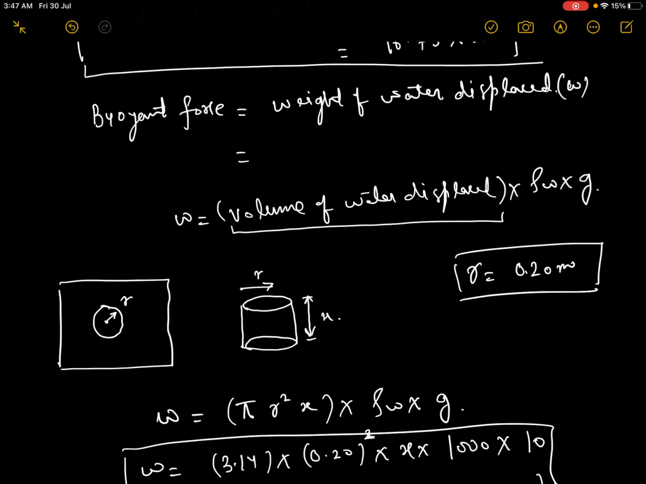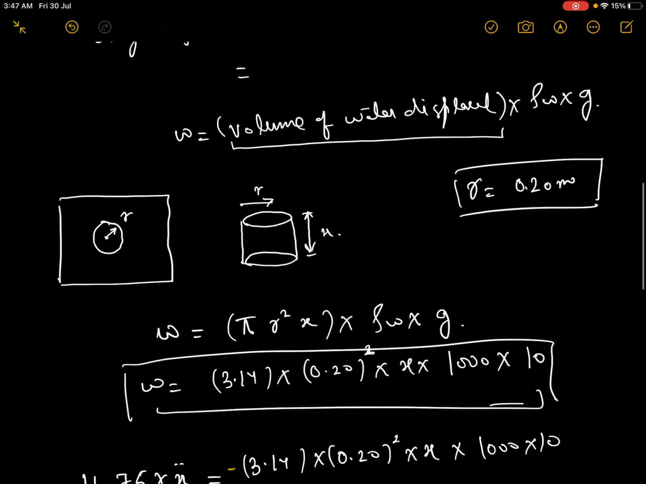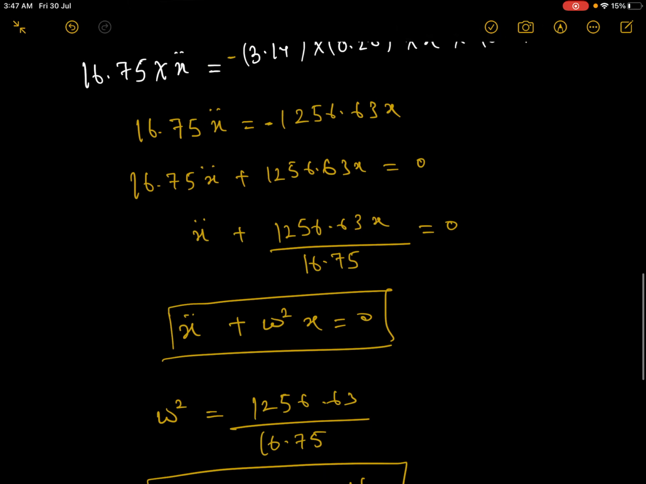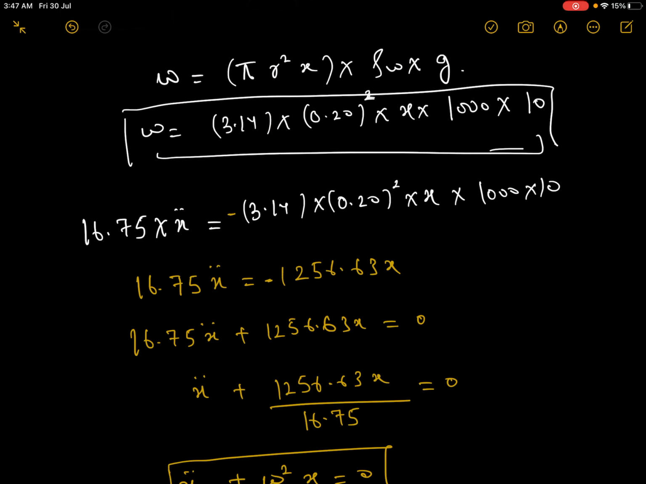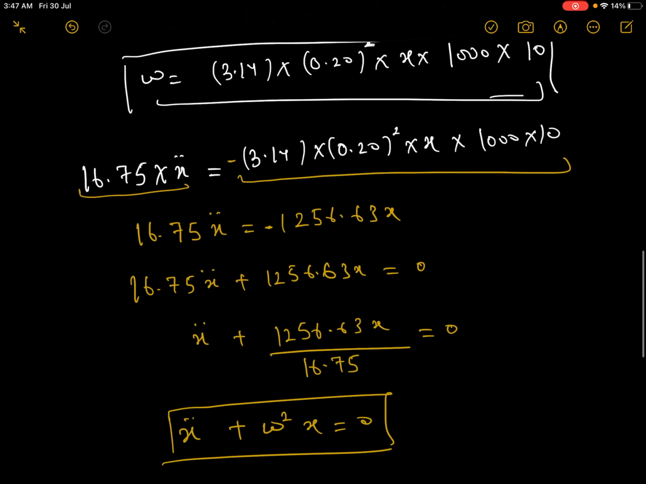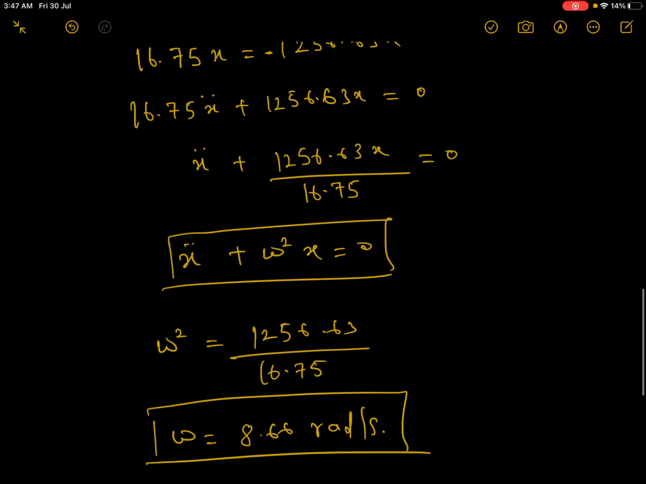Then we calculated the volume of the water displaced. Then we equated the inertia force acting on the ball with the buoyancy force. Since they are in opposite directions, we have taken the minus sign here. So in the end we got the value of frequency as 8.66 radians per second.